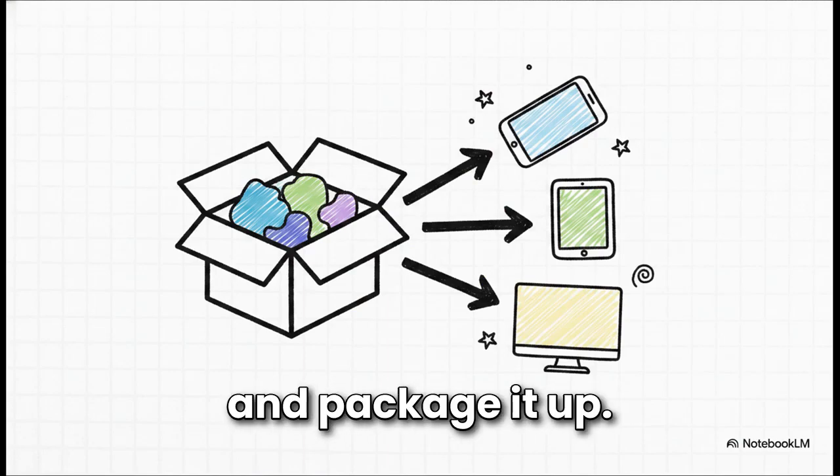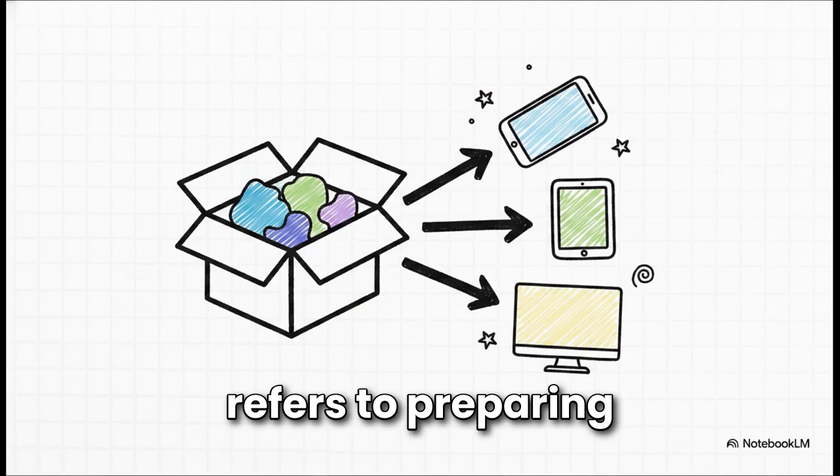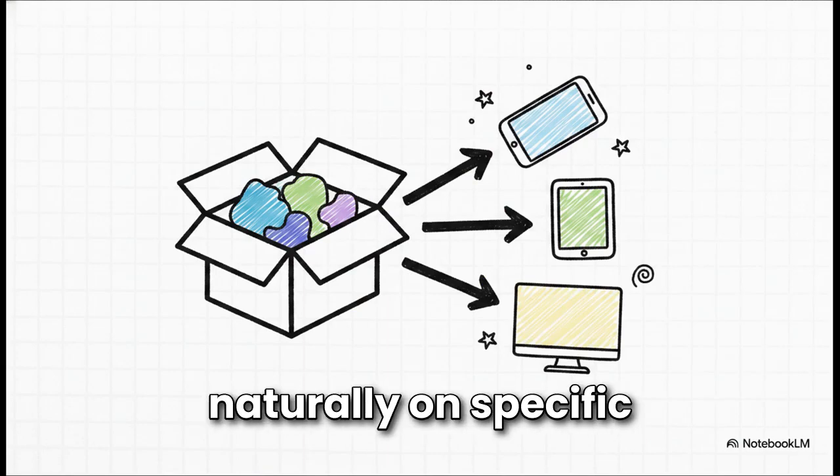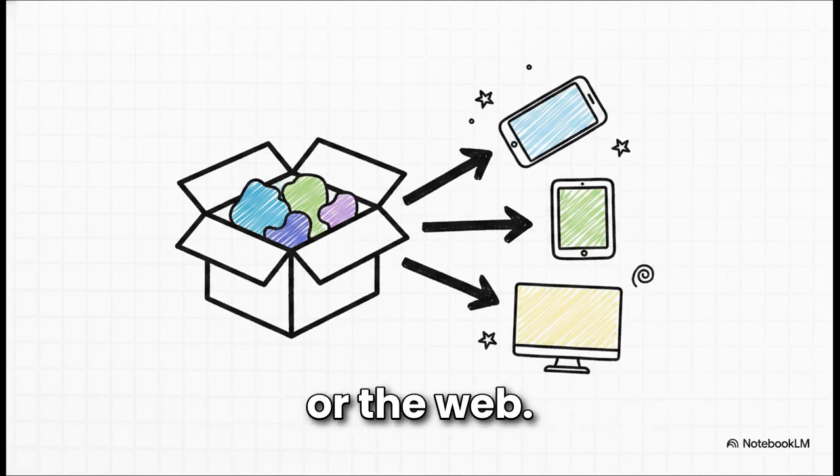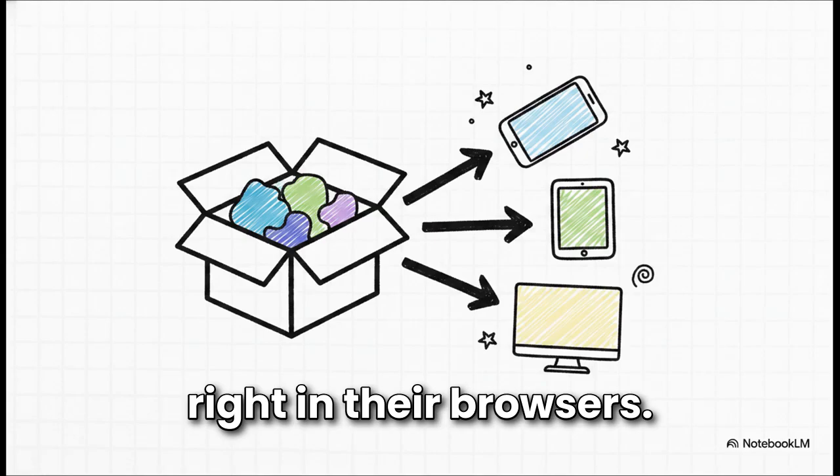So with those back-end complexities totally out of the way, we only have to build our front end and package it up. And packaging simply refers to preparing our code so it can live naturally on specific platforms, whether that's iOS for Apple, Android for smartphones, or the web so people can just use it right in their browsers.